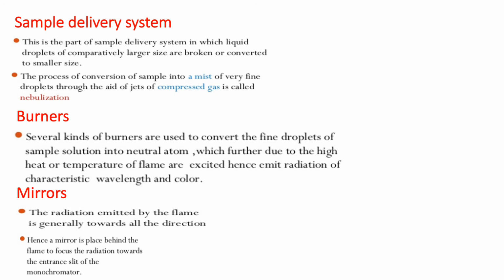Then that is the function of the burner. Your mist, whatever is converted in your sample delivery system, gets burned in this burner or in the flame, and a series of reactions takes place as we discussed earlier. Then mirrors. What is the function of the mirror? It will focus your emitted radiations from the flame.